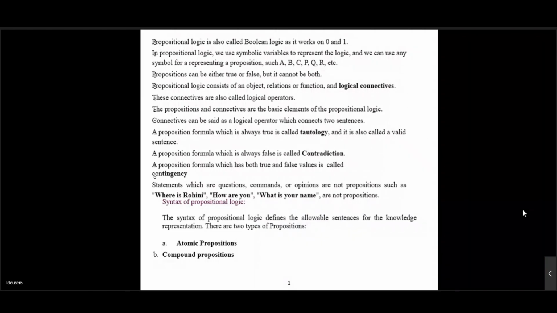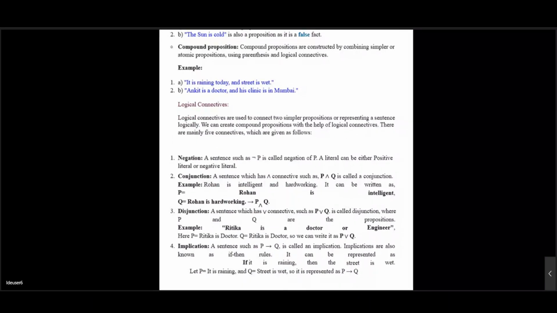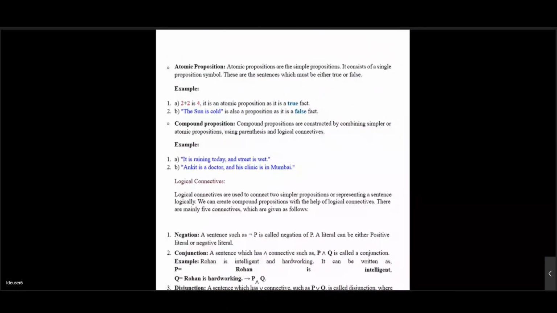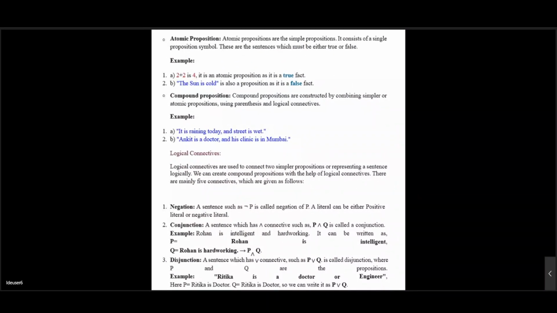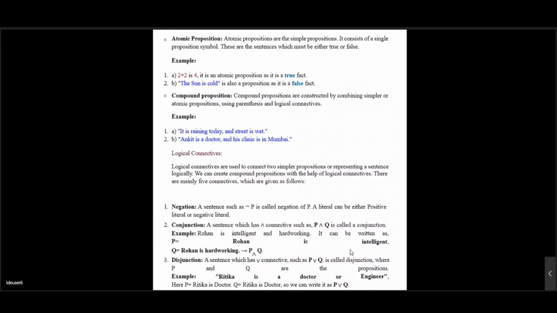There are two types of proposition: atomic and compound. An atomic proposition is a simple proposition, with only a single proposition symbol. For example, the sun is cold. It is not cold, it is hot, so if they ask whether the sun is cold, you should say it is false. And what is a compound proposition? It is formed by combining simple or atomic propositions. Each sentence we combine becomes a compound proposition. For example, it is rainy today and the street is wet.